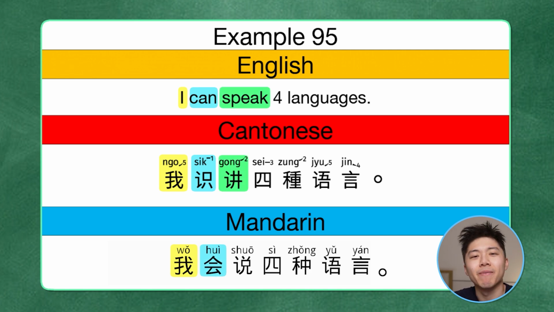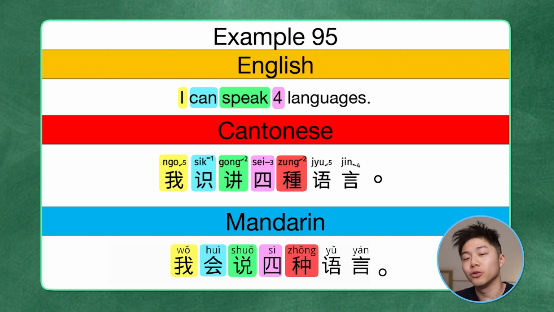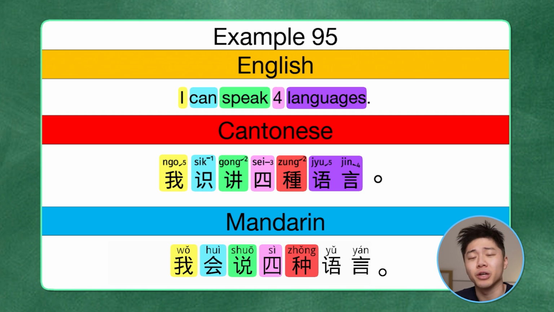Gong means to say. In Mandarin, typically we use 说. It's a different word. Say is basically 4, in Mandarin 4. Zhong is basically a type. So I can speak 4 types of languages. In Mandarin, zhong. Yuyin is basically languages, in Mandarin 语言.